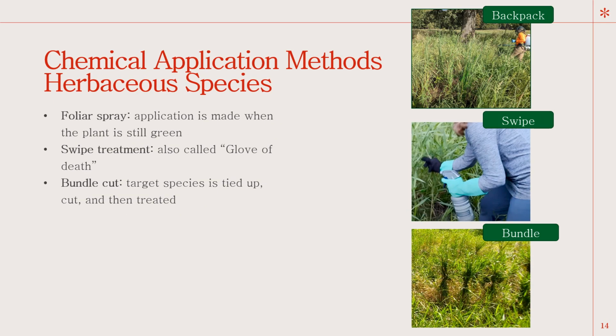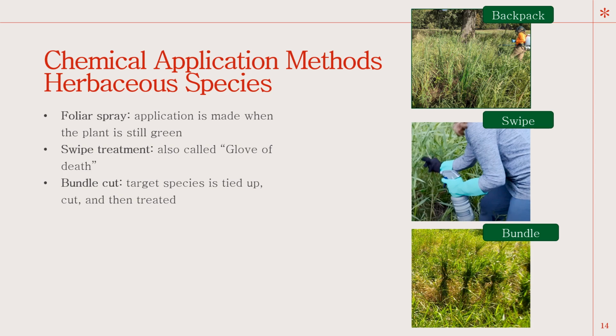So now we'll talk a little bit about methods for herbaceous species. We have our foliar treatment again. This can be done anytime the plants are green, and it's going to vary by the species. Garlic mustard is great to treat in the springtime or the fall, but something like Phragmites is better to treat in the fall as the plants are starting to go dormant.